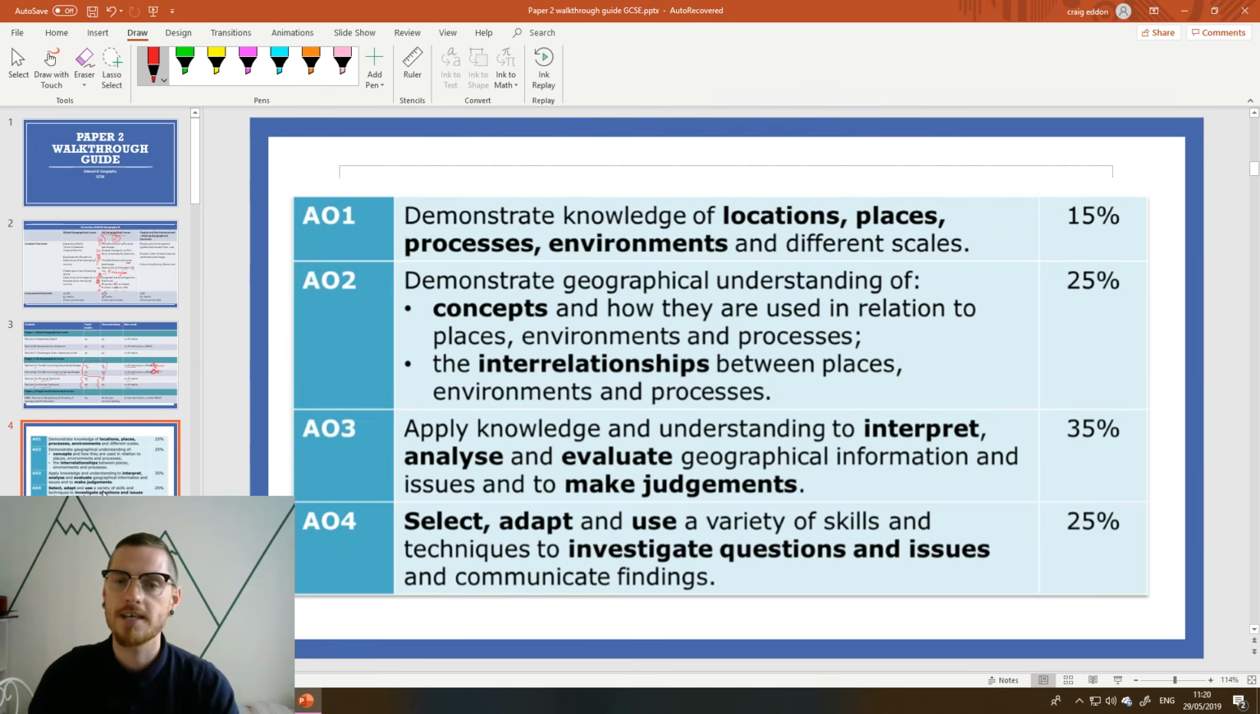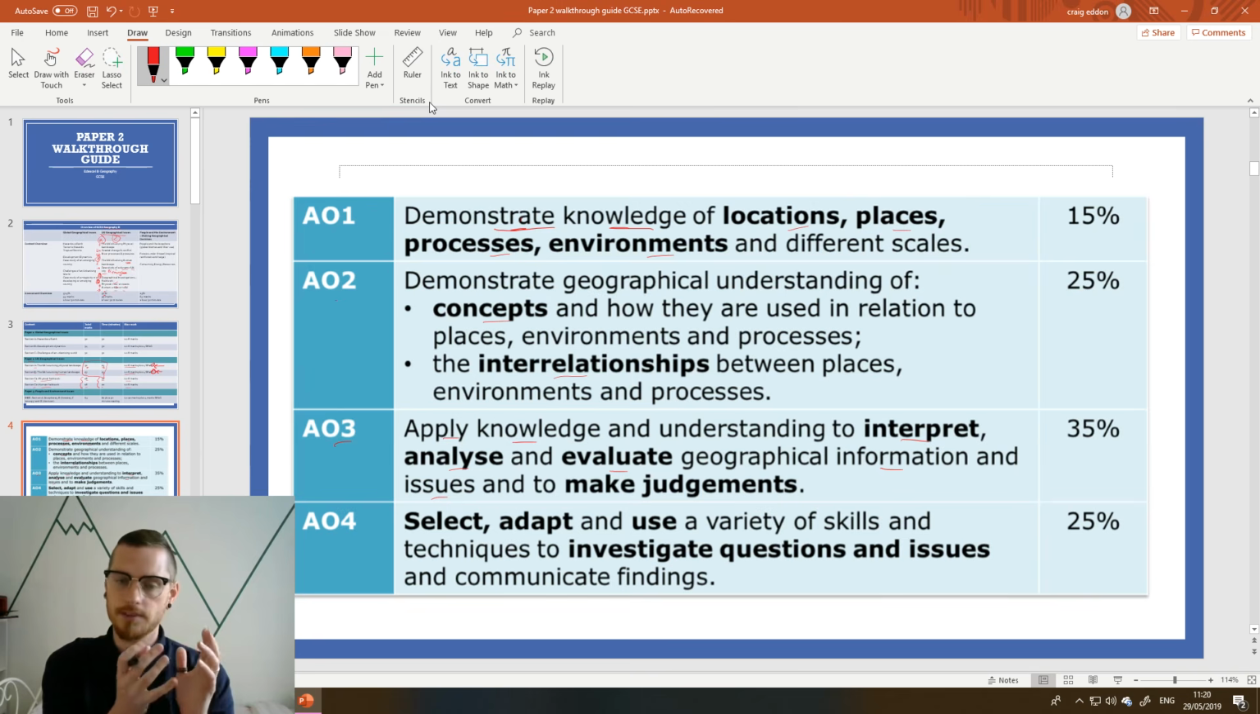Okay, so quickly going through our assessment objectives. We did this in paper 1's walkthrough. AO1 is just demonstrating your knowledge, okay? So it's just your knowledge of locations, places, processes, and environments. We've got AO2, which is you demonstrating your geographical understanding of concepts and interrelationships between people, places, and processes. AO3 is your application of knowledge. And this is where you are able to apply your knowledge through interpreting, analyzing, and evaluating geographical information and issues.